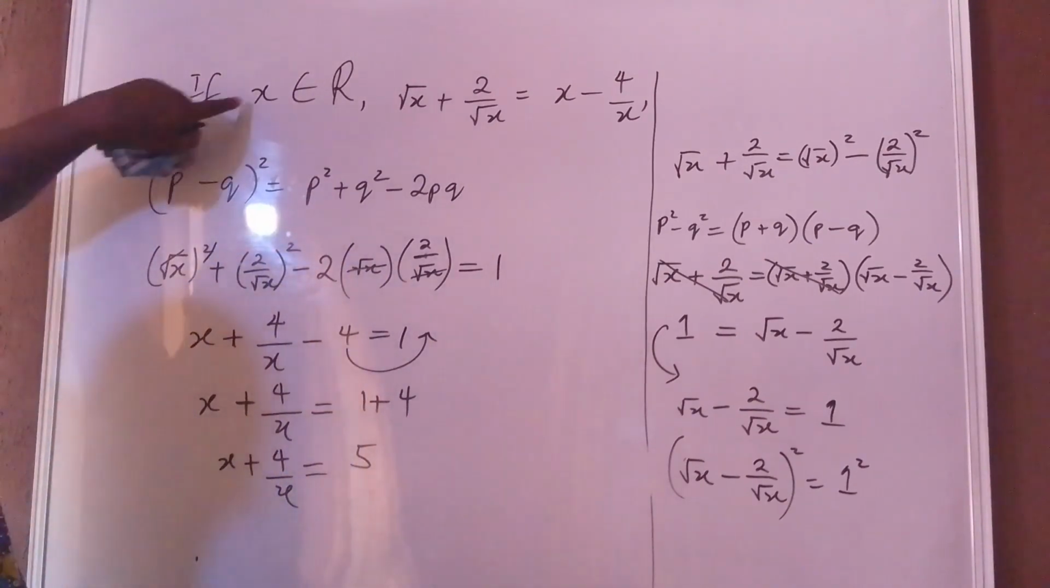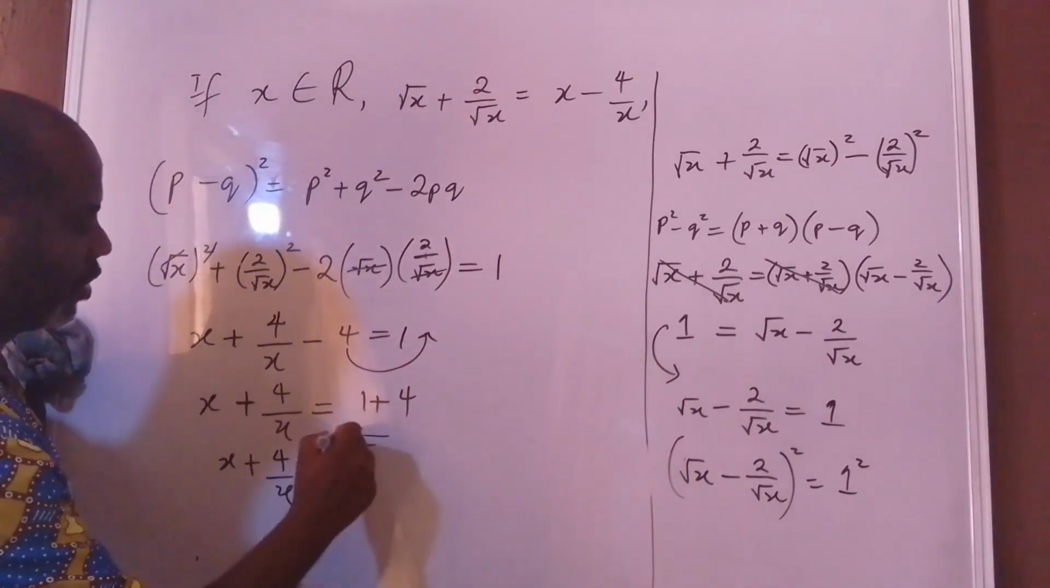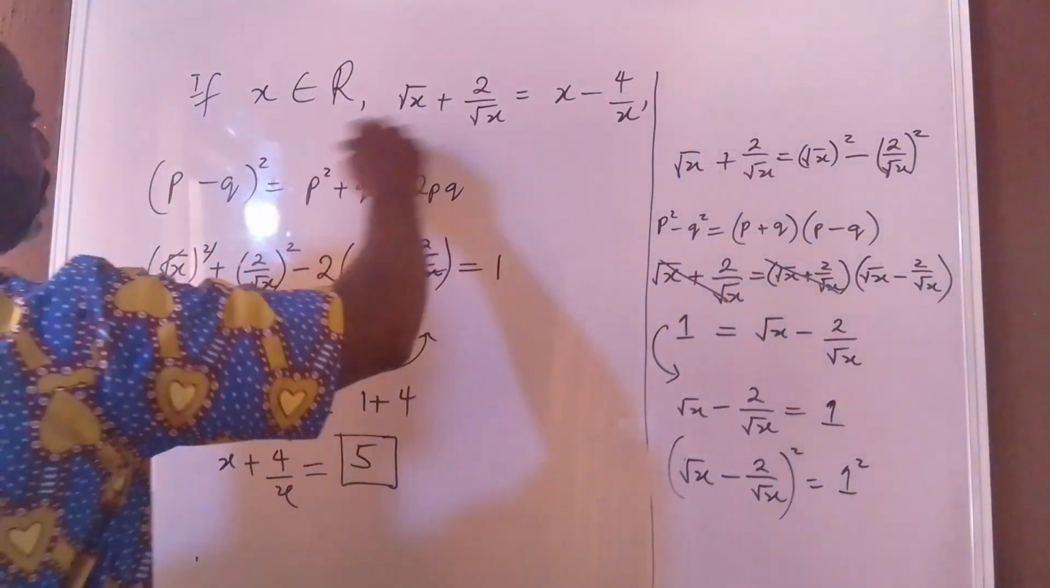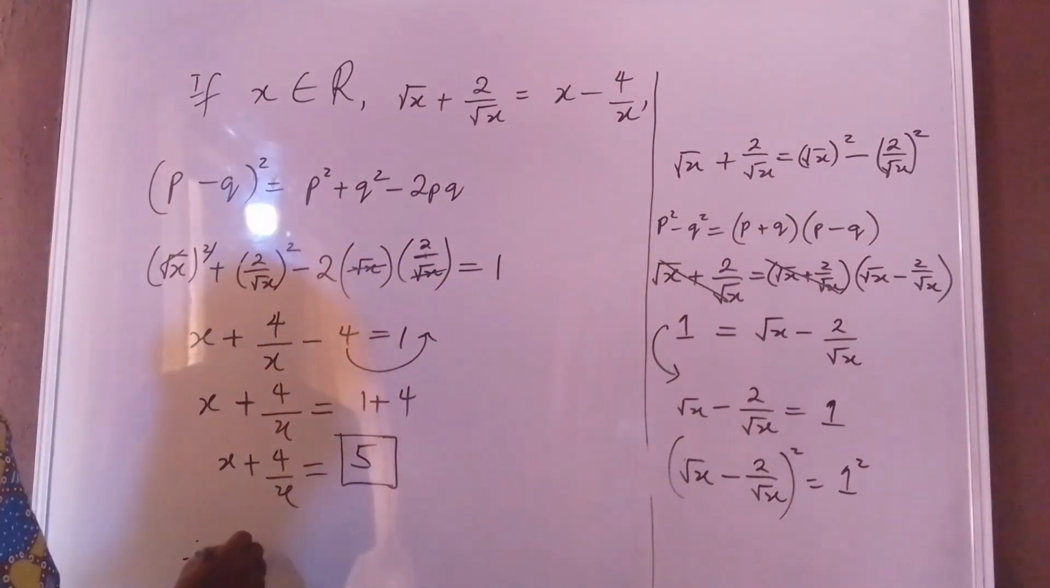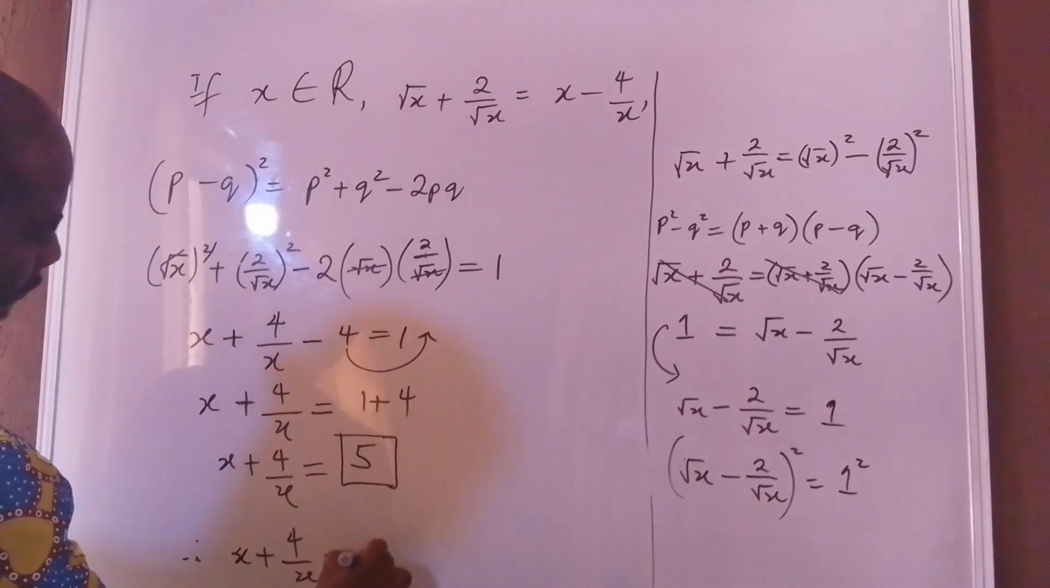And then we have been told that x is a real number. This is 5. So this is the solution. Therefore, we can conclude that x plus 4 over x equal to 5.